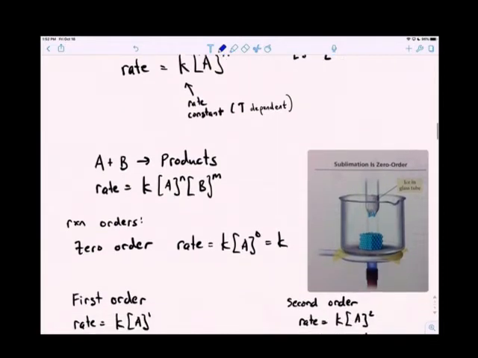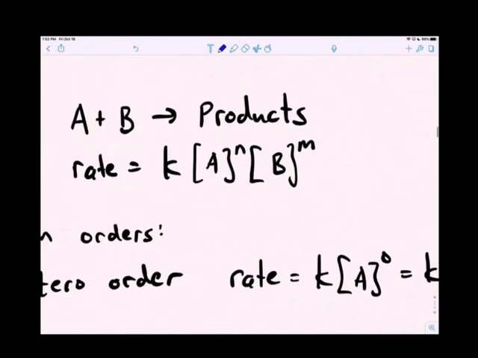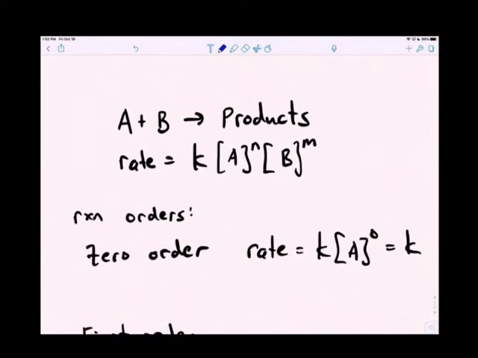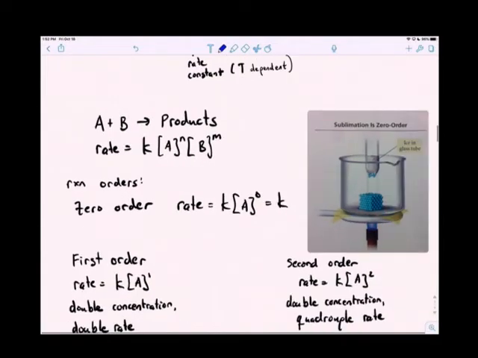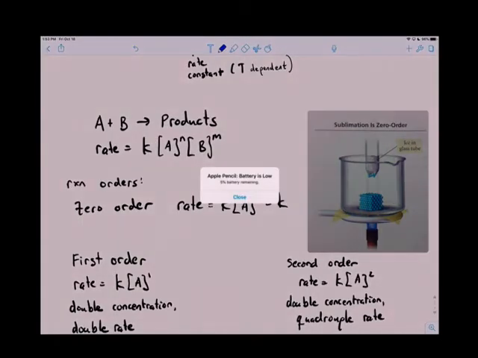What about two reactants? We have A plus B goes to products. Then the rate law is going to be: rate is equal to the rate constant times the concentration of A raised to some power, times the concentration of B raised to some power. In this case I put n and m. They can be the same, they can be different.